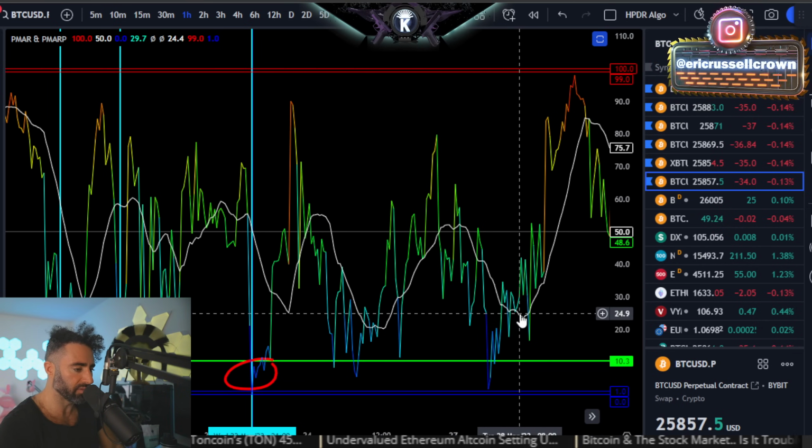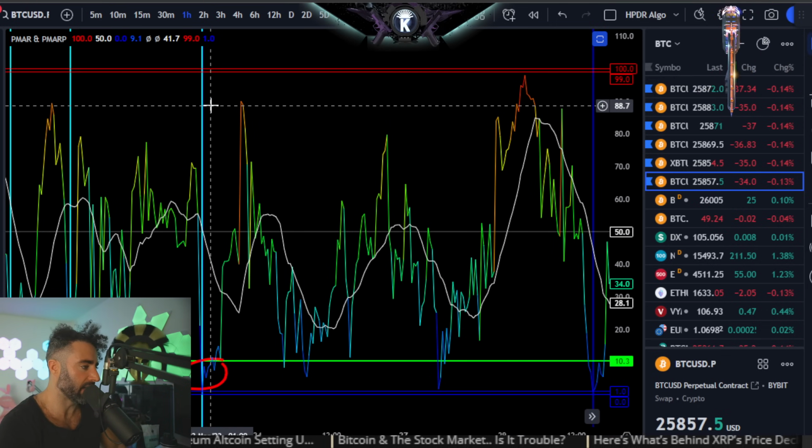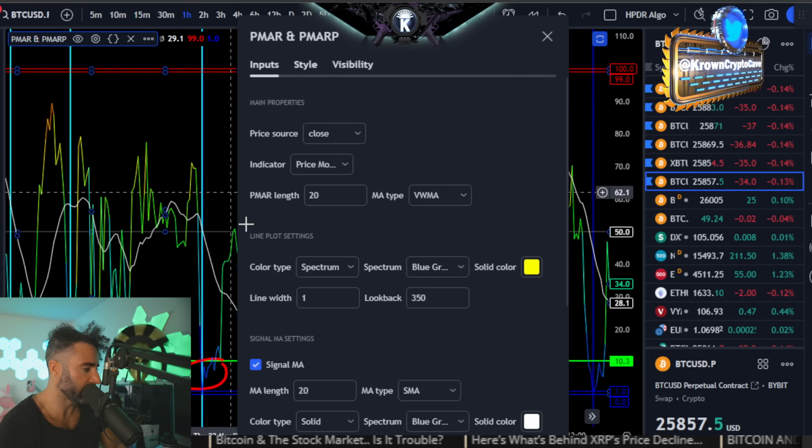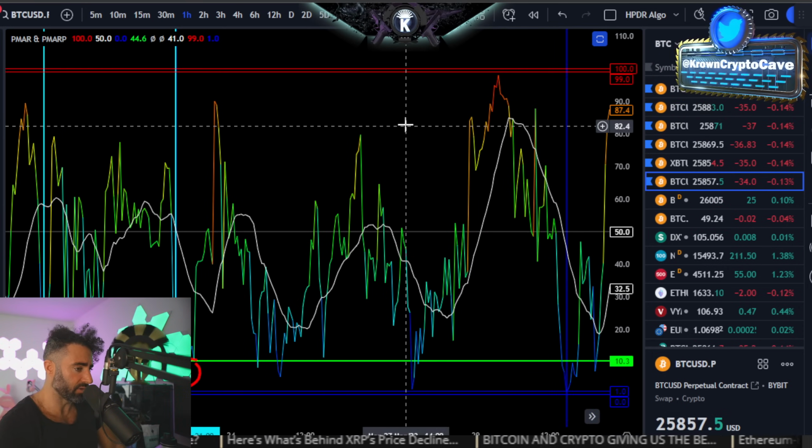So that's the white moving part right here. All right, so that white moving part right now is a 20 simple moving average, I do believe. Let me just double check. Indeed it is. And I believe that's also default as well.